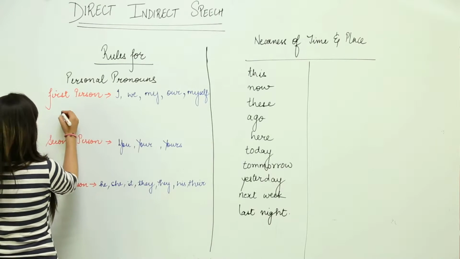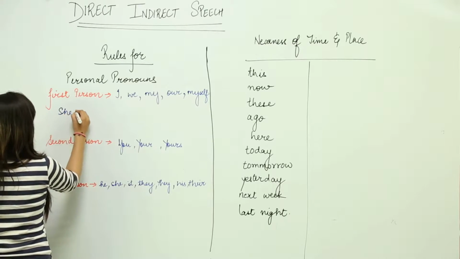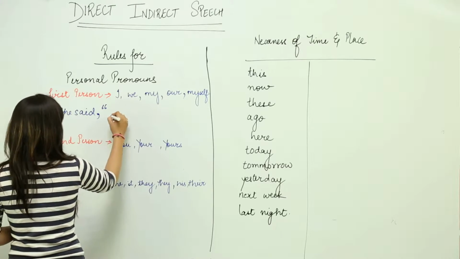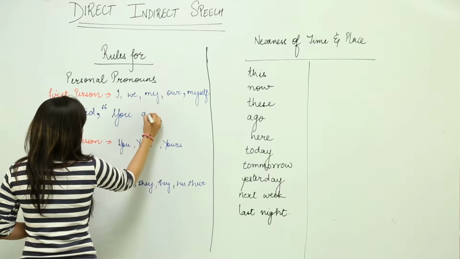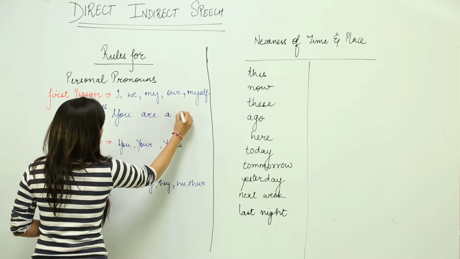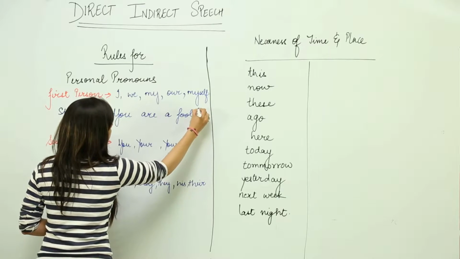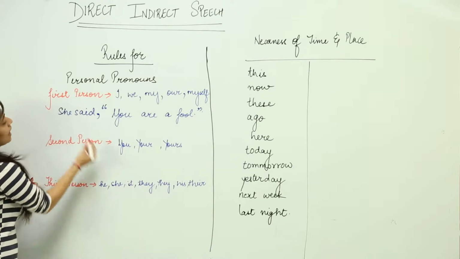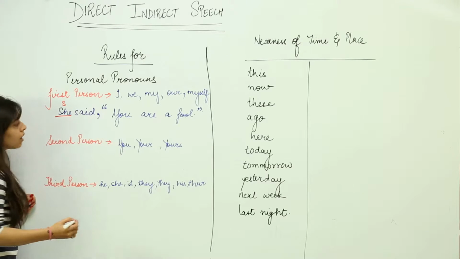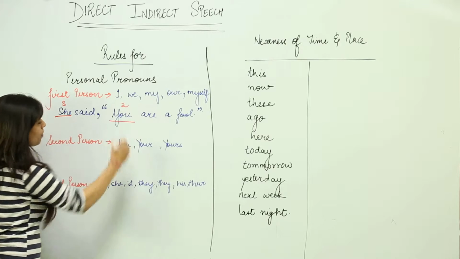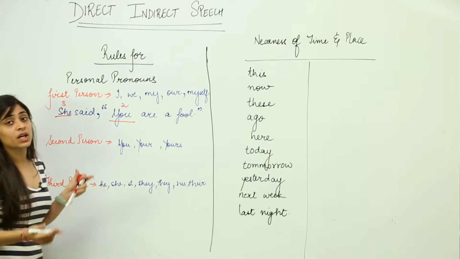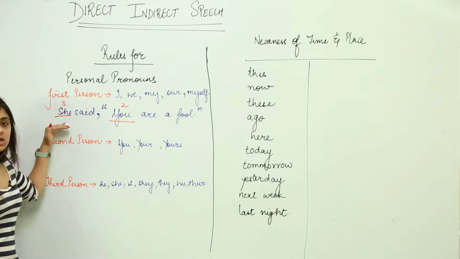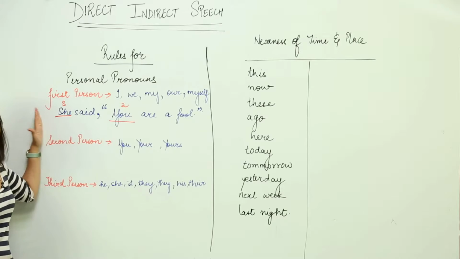Let's take an example. She said, you are a fool. Now let's explain this sentence. This is a third person pronoun. You is the second form, second person. Now this will get converted eventually into third person only, because the reporting verb is in the third person.